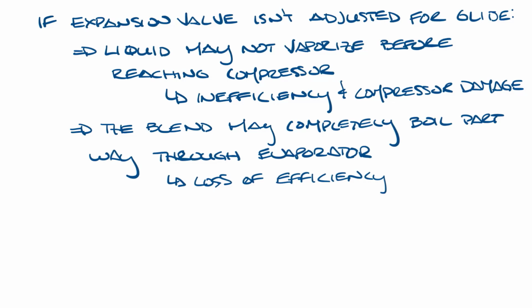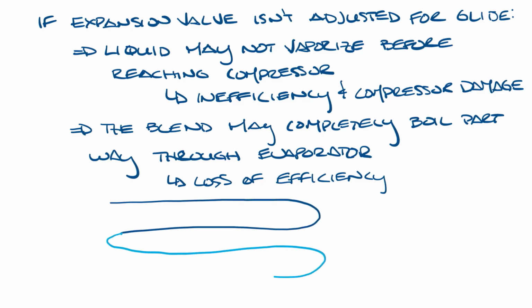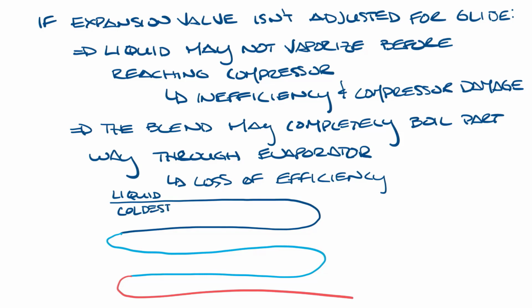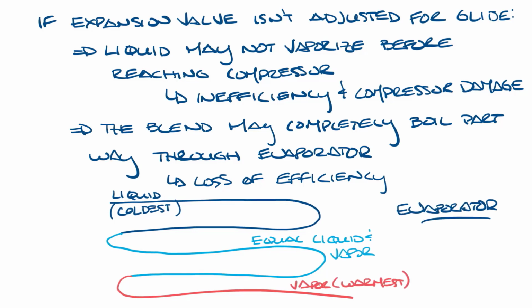Refrigerant flows into the evaporator as a liquid and leaves as a vapor, but temperature glide can result in the first part of the coil being cooler and the last part of the coil being warmer. So up here would be liquid and cooler. In the middle, it's a combination of liquid and vapor, and at the end, it's all vapor and warmest. And let me label this the evaporator.